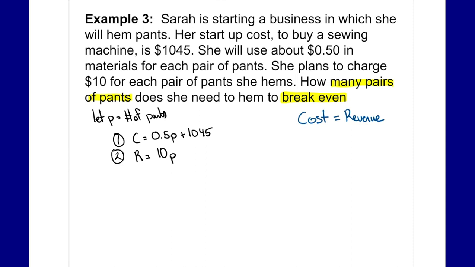Now this one's a little bit different. We don't really have to rearrange here because they're both going to go into the same equation and there's only one variable. So we're kind of skipping a step, and we don't have to substitute one into the other, but we can say equation 1 has to equal equation 2, right? Your cost has to equal your revenue. So when we plug those values in, we should get 0.5p plus 1,045 should equal 10 times p, and that would be when we break even.